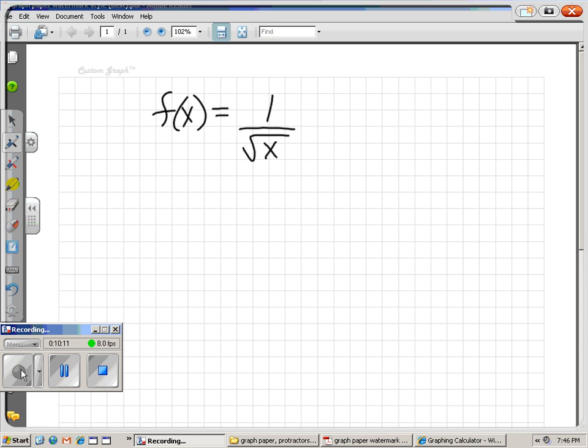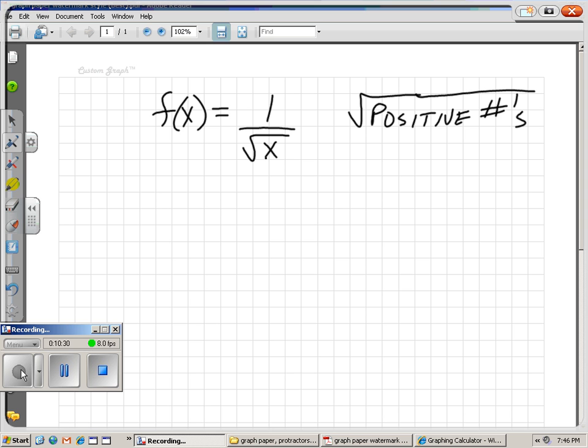All right, another special situation, f of x equals 1 over square root of x. Let's put our thinking caps on and decide what x can be. Now it's a square root, and remember we can only take the square root of positive numbers. Okay, we remember that.